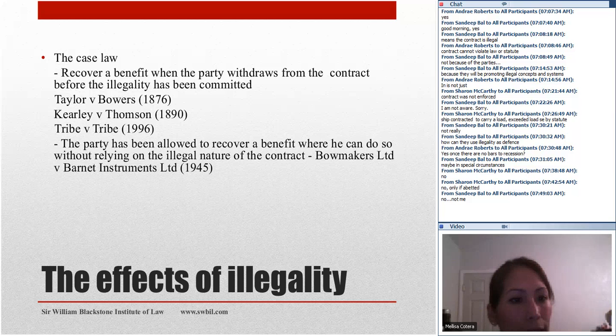In the third case, Tribe versus Tribe, a father transferred company shares to his son to preserve them for the family's benefit, because he could soon be liable for dilapidations under commercial leases. It turned out that the father was not liable, and the son refused to retransfer the shares. The Court of Appeal held that the father could demand return of the shares because his illegal scheme had not in fact been carried into effect. So those are the cases that illustrate that a party can recover a benefit when that party withdraws from the contract before the illegality has been committed.